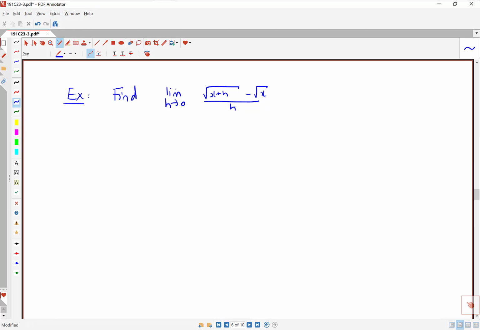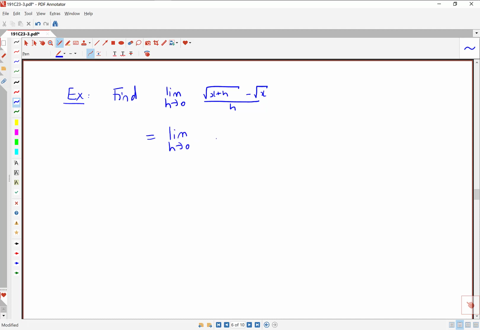So the problem is to find the limit as h goes to 0 of root x plus h minus root x over h. This is our first time doing one of these limit problems with square roots in there, so we're just going to practice the algebra that's required. Okay, if you tried subbing in h equals 0, you would get 0 over 0. So there's some sort of algebra required here, and we'll see what that algebra trick is in this next step.